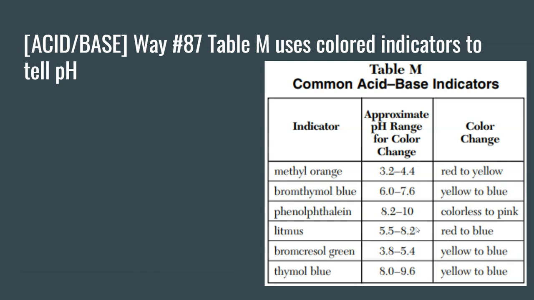So Table M is essential, and learning how to read it is essential in order to determine what color a particular indicator will be at a specific pH. Now, please note that the Regents won't always give you an exact value for pH. It might give you a known base or a known acid and ask you to figure out what color a particular indicator will be based off the information in the question. So please read these questions carefully when it comes to acid-base indicator problems. So let's try some.